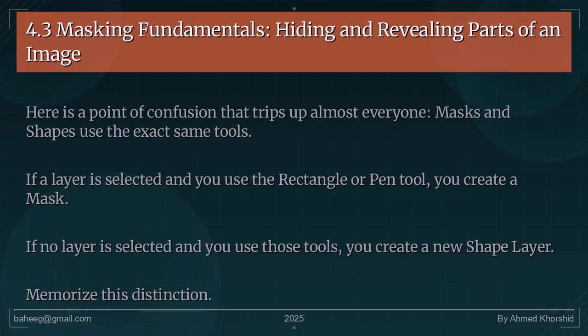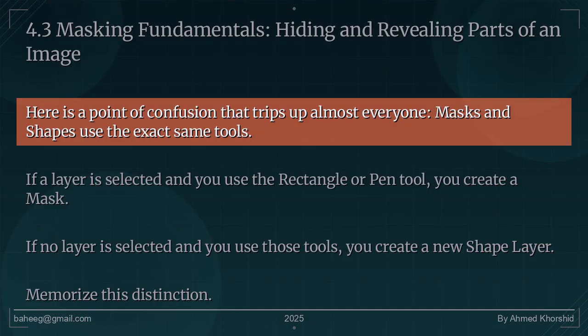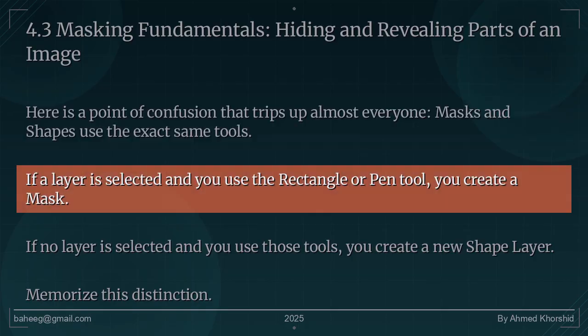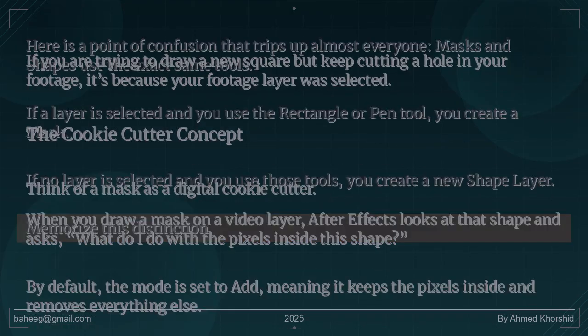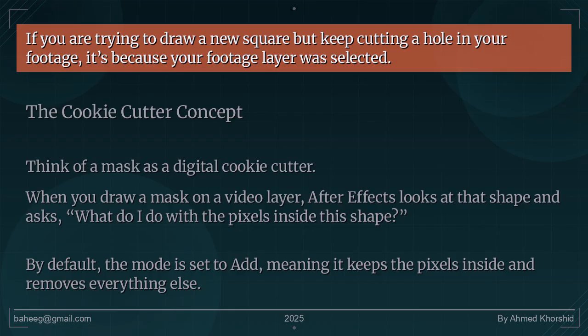4.3 Masking Fundamentals, Hiding and Revealing Parts of an Image. Here is a point of confusion that trips up almost everyone. Masks and shapes use the exact same tools. If a layer is selected and you use the rectangle or pen tool, you create a mask. If no layer is selected and you use those tools, you create a new shape layer. Memorize this distinction. If you are trying to draw a new square but keep cutting a hole in your footage, it's because your footage layer was selected.